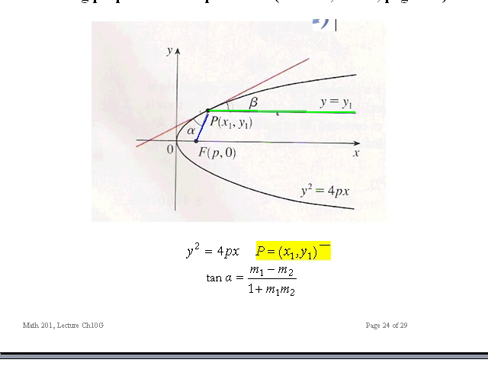Right at this point P, there is a tangent line whose slope is equal to the derivative at P, and we're going to use that. So here's our expression for the parabola, y squared equals 4px for this particular parabola, and we're going to use this that we derived previously.